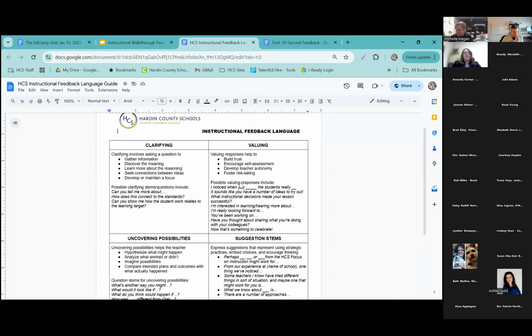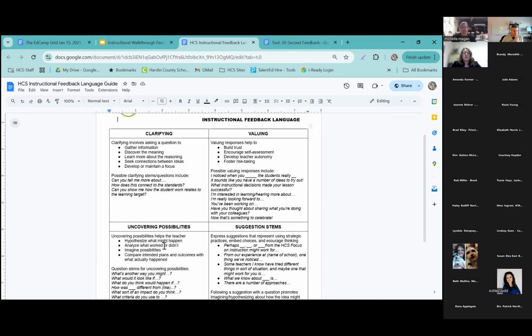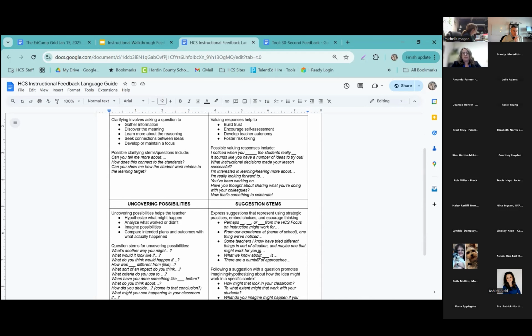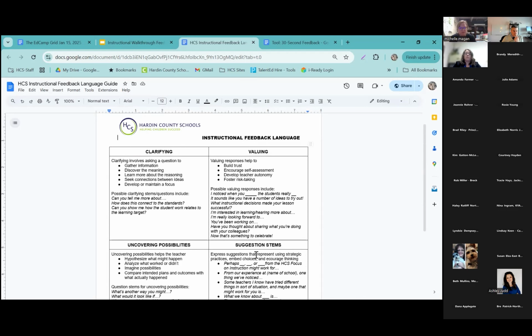Everyone in our district was really good at valuing feedback and giving people those positives. And we've been practicing the 30-second feedback, so we had a lot of practice with that. But the things that we were struggling with were the clarifying questions, uncovering some possibilities, or some suggestion stems. So we found this tool that has all these great stems on there to help us when we're in the classroom and trying to come up with the right words to say something, where it doesn't just say, you need to fix this, essentially.